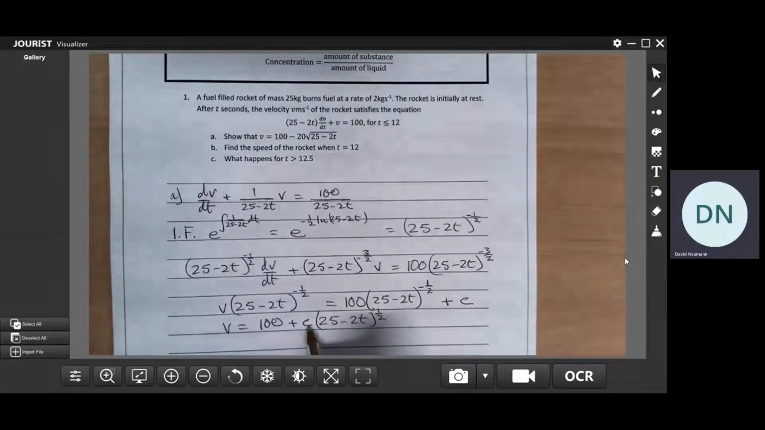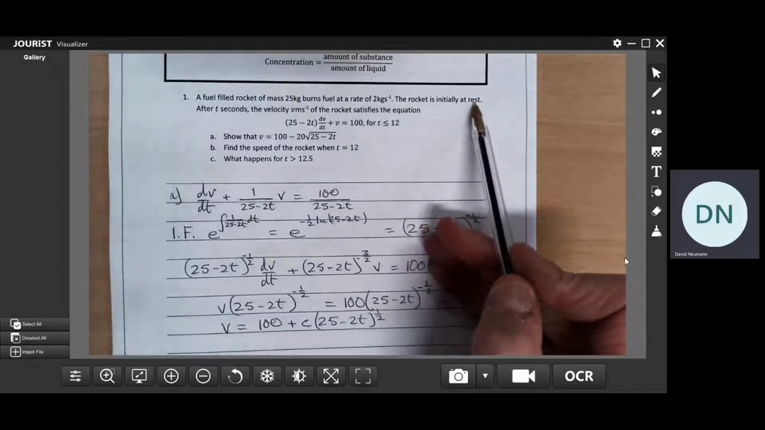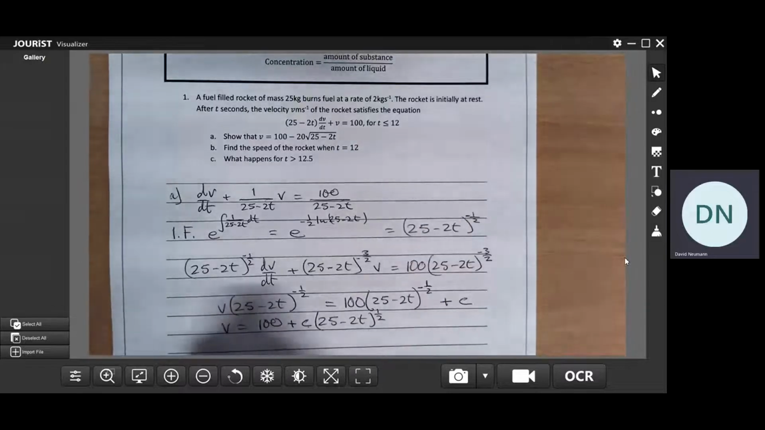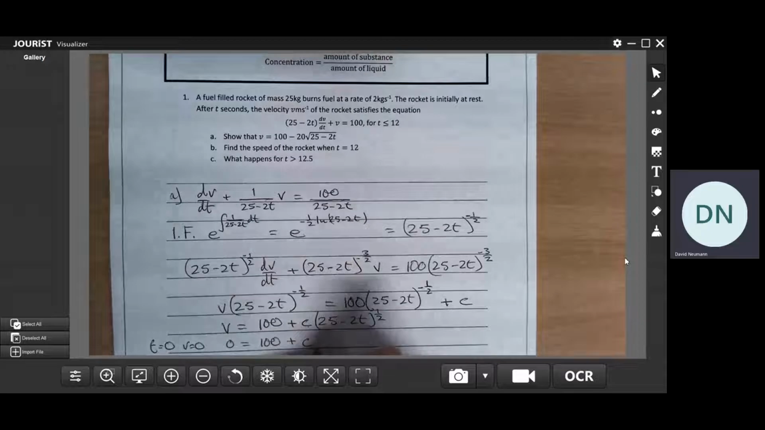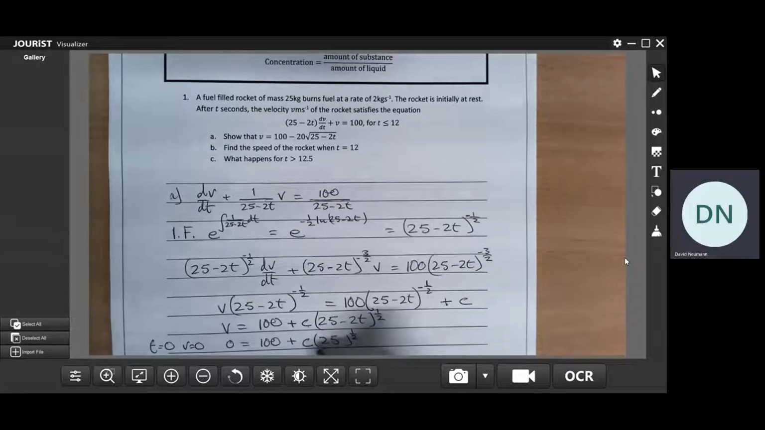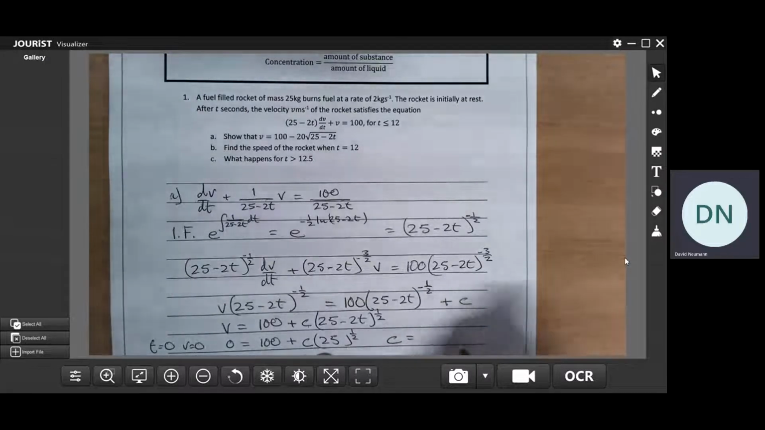Now we need to find the value of this c. So we're going to look at where it tells us what values to use in the question. It says the rocket is initially at rest, so that means when t is equal to 0, v is equal to 0. So 0 is equal to 100 plus c times 25 minus 0 to the power of 1/2. 25 to the power of 1/2, so that's 5c. So c is equal to minus 100 over 5, which is minus 20.